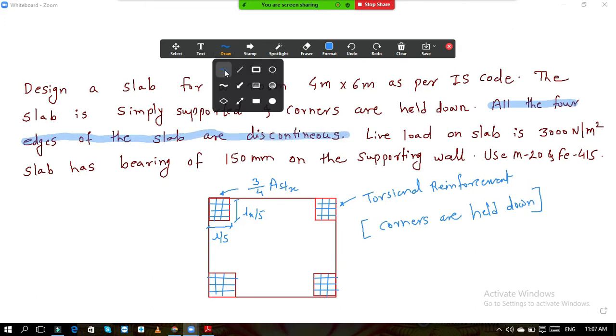If you see, these are the edges of the slab: 1, 2, 3 and 4. All these edges are discontinuous. Along any edge there is no continuity, meaning there is no other slab on any side. So all the edges are discontinuous edges. Now how are we going to use this? Let us see in the numerical.